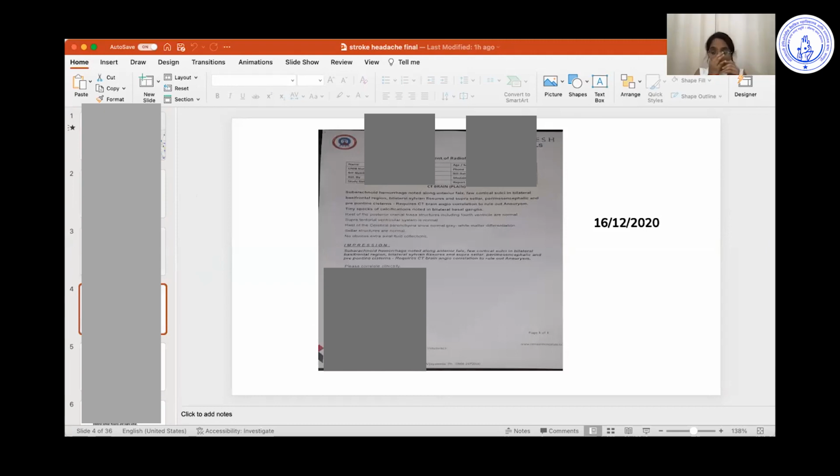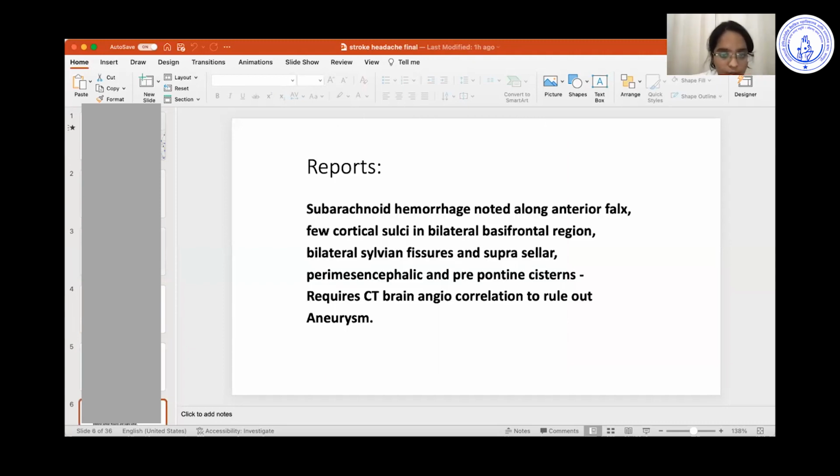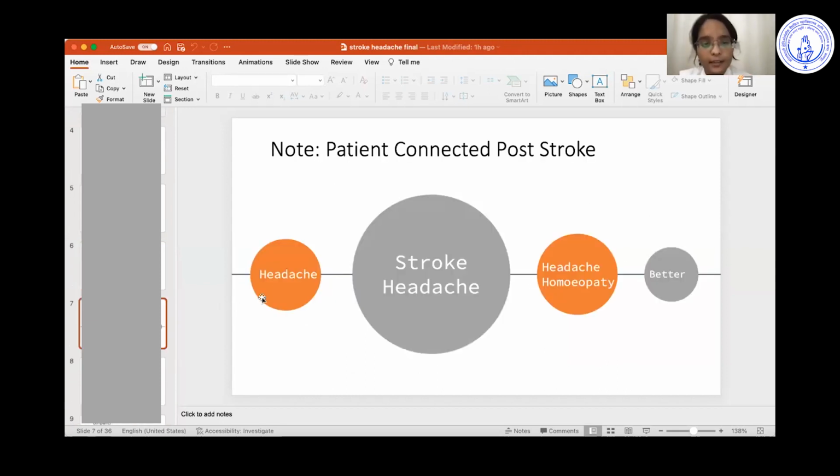So this headache started at the end of November, and in December, due to the headache, his blood pressure was high, and he developed stiffness of the neck and all those things, and he developed a subarachnoid hemorrhage, as you can see in the reports. Okay, so the treatment was done. The headache started in the month of November, and then he got this stroke, and then he came to homeopathy.